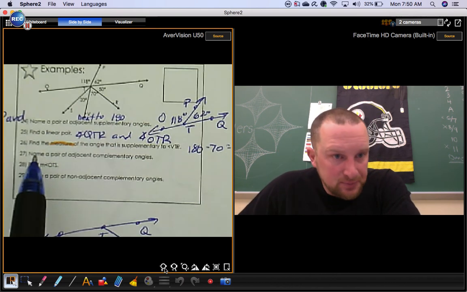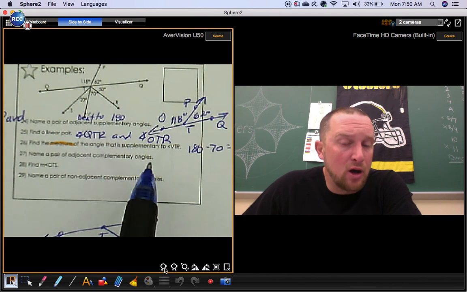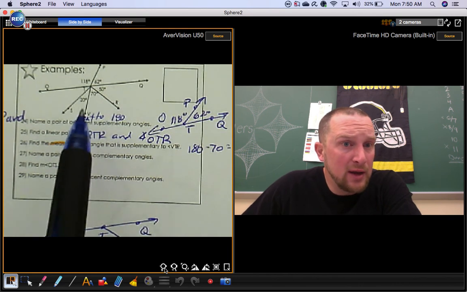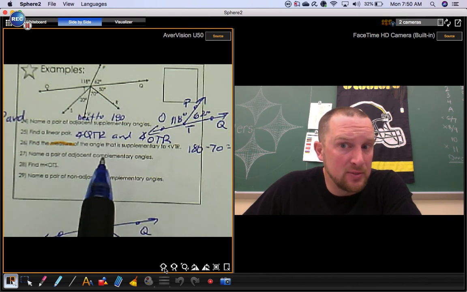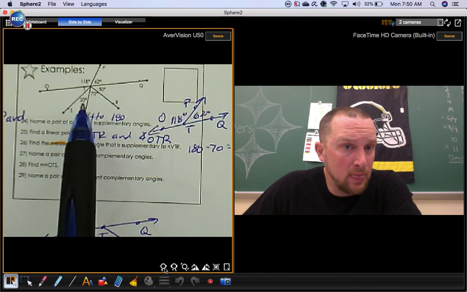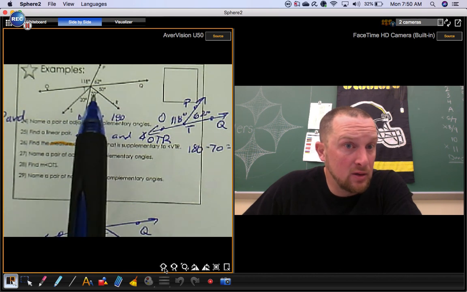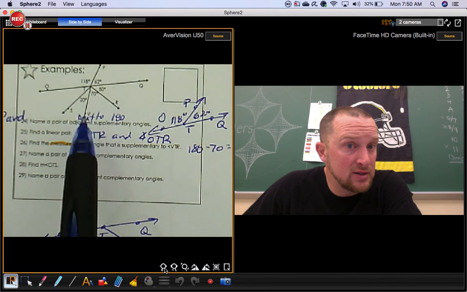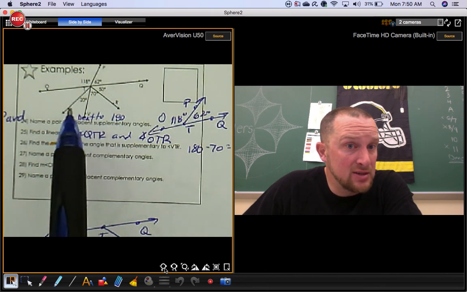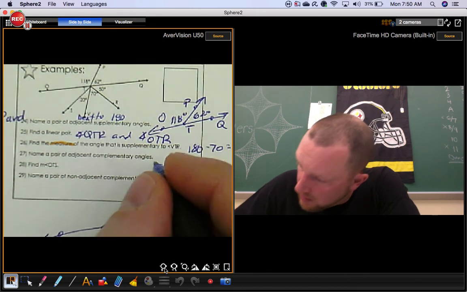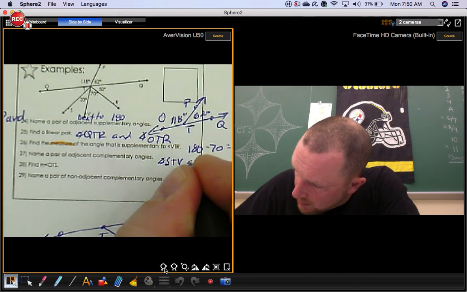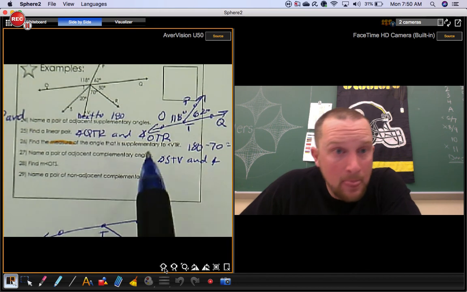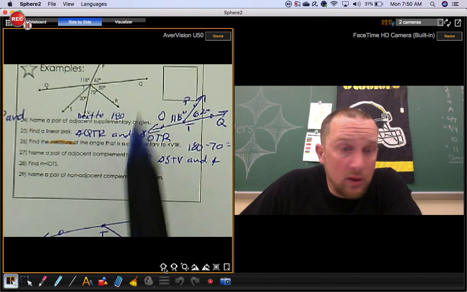Number 27, name a pair of adjacent complementary angles. We need two angles that are next to each other that add up to 90. I see a 20 and a 70, and they're right next to each other. They share that vertex and that ray. Here's your two adjacent complementary angles. This is angle STV and angle VTR.